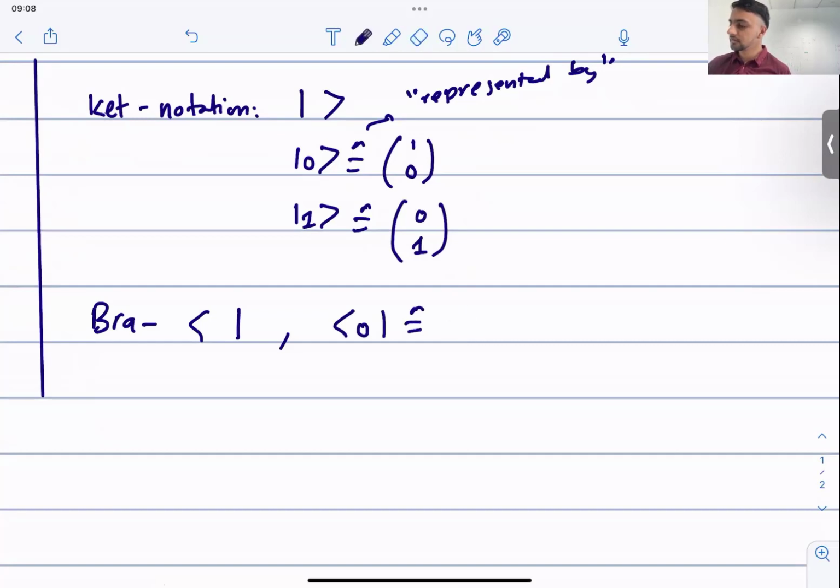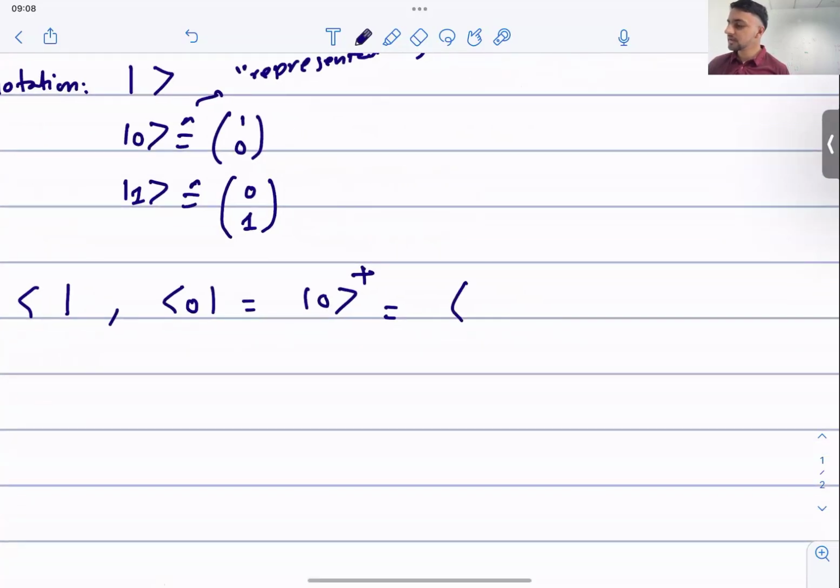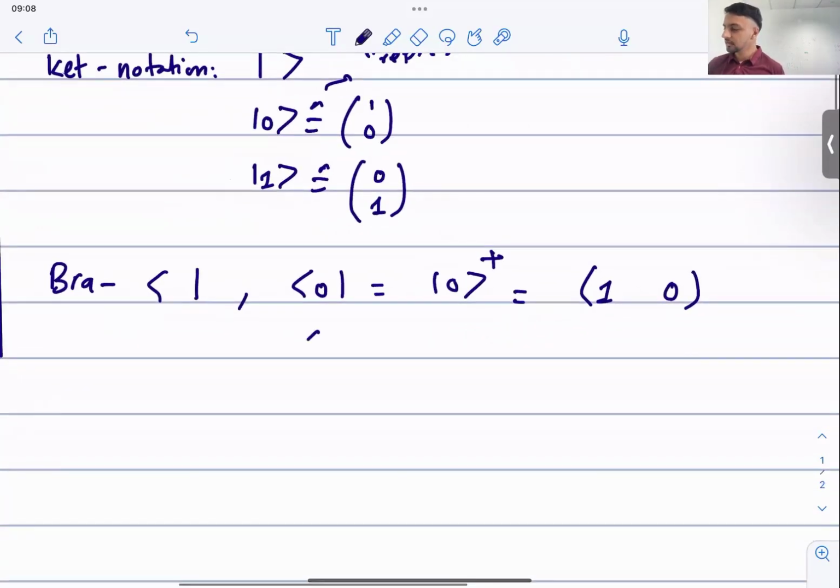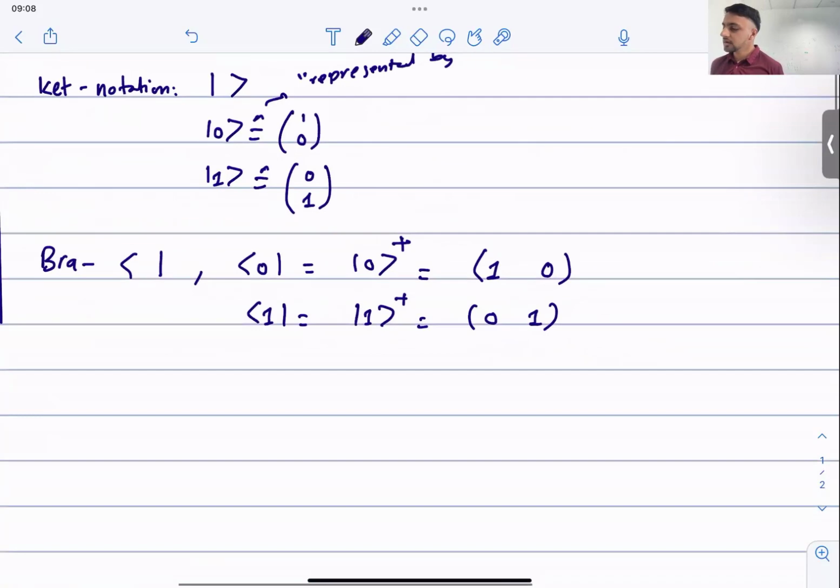So the bra is defined as a conjugate transpose. This just means transpose it and take the complex conjugate. So it's just (1, 0), and the same with the one state as well. Pretty simple stuff here.